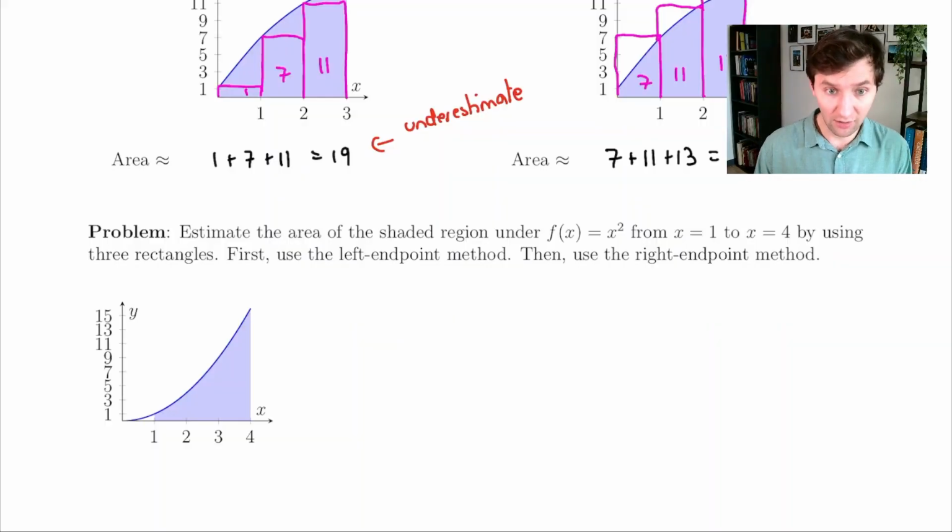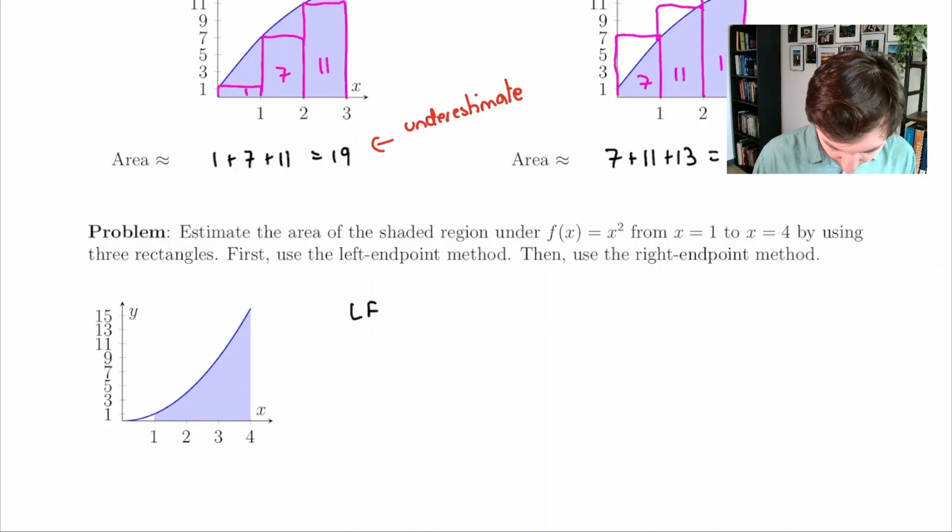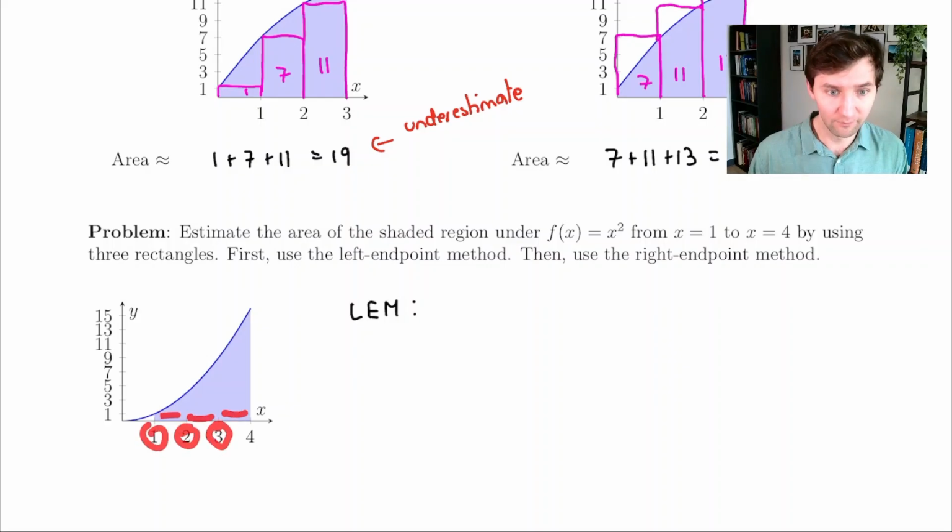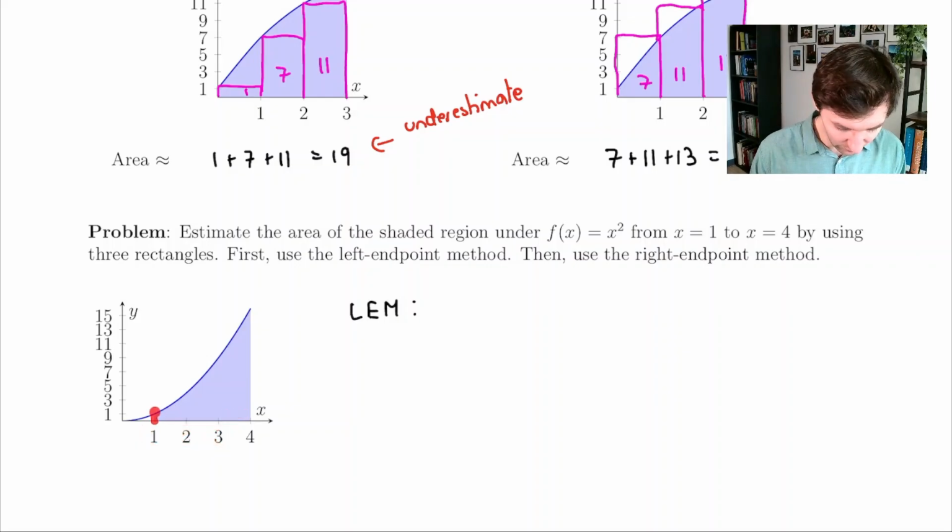I will start by using the left-endpoint method. This means I will use 1, 2, and 3 to determine the height of my approximating rectangles. The height of the first approximating rectangle will be given by f of 1. The height of the second rectangle will be given by f of 2. And the height of the third rectangle will be given by f of 3.